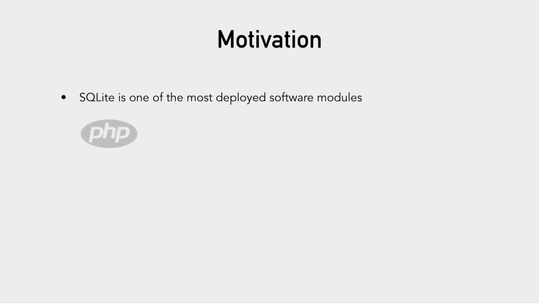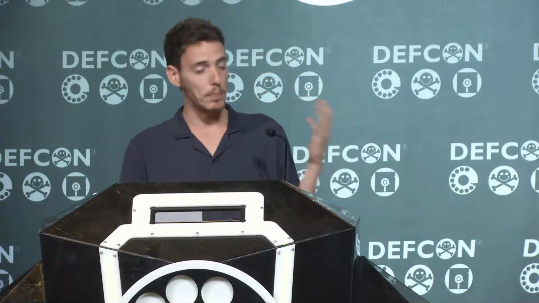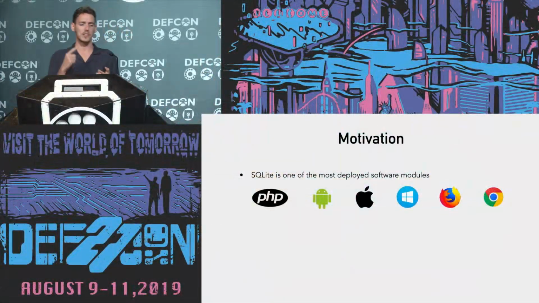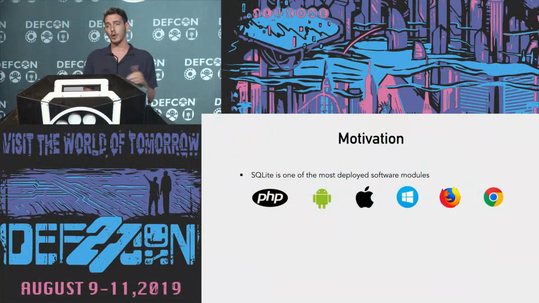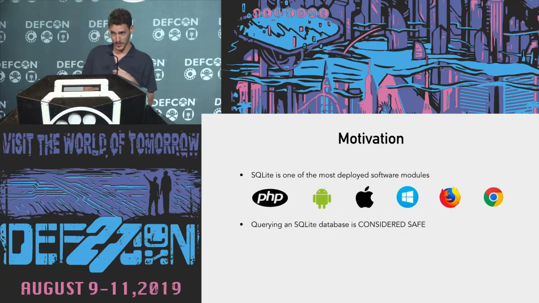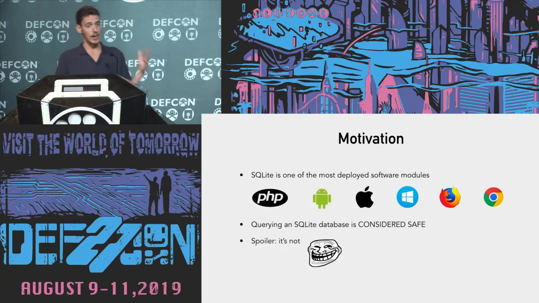The motivation for this research is quite obvious. SQLite is one of the most deployed pieces of software in the world. Whether it's PHP 5, 7, Android, iOS, macOS, it is now built into Windows 10. It is practically everywhere. Yet, querying a database is considered safe. And hopefully, by the end of this talk, you will realize why this is not necessarily the case.